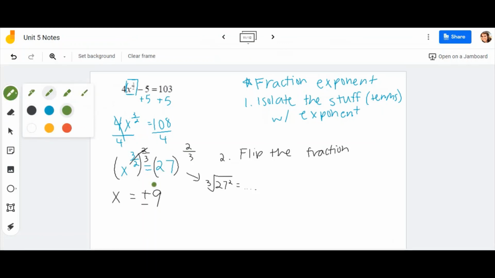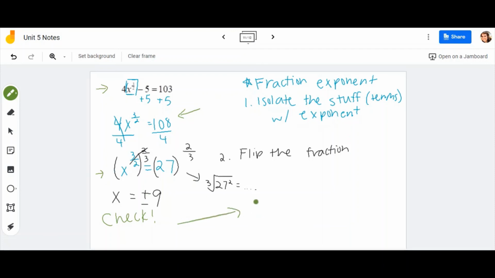All right, now we need to check our answers. So I'm going to take that and plug it back into my original equation. Again, I can plug it into the original, or I can plug it in after I subtracted 5. Any of these steps works, because it's the same equation; since we've done the same operations on each side, it's stayed balanced. So I'm actually going to pick this line because it's the most simple and it's going to be the easiest to check. So I have positive 9 raised to the 3/2 equals 27, or negative 9 raised to the 3/2 equals 27. Those are what I want to check.